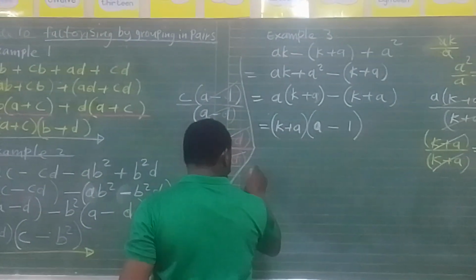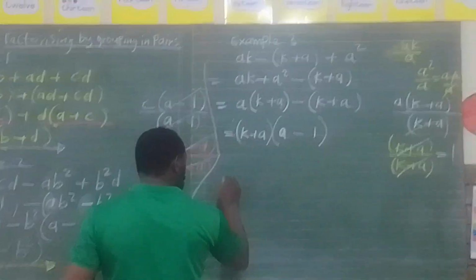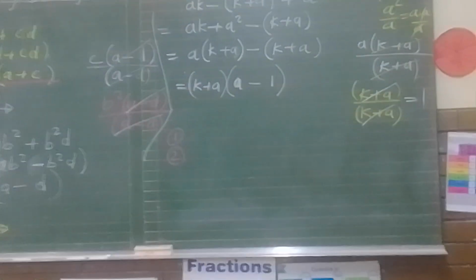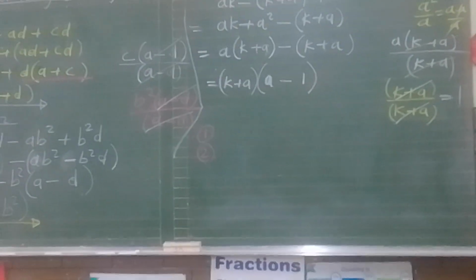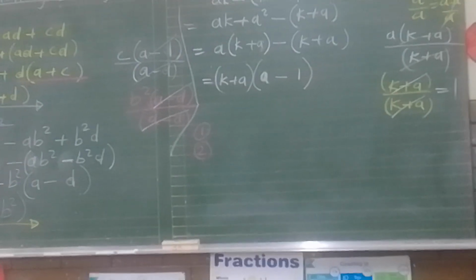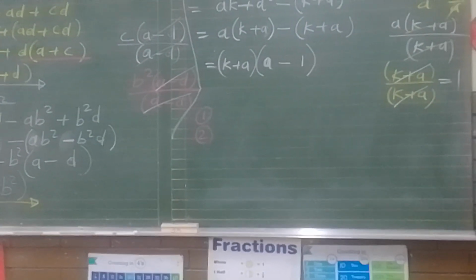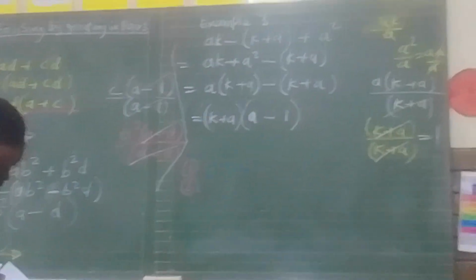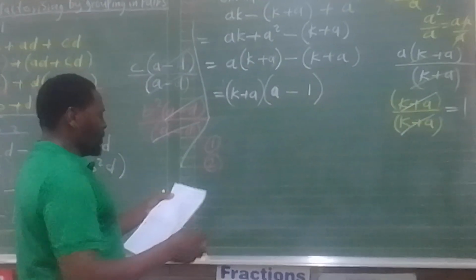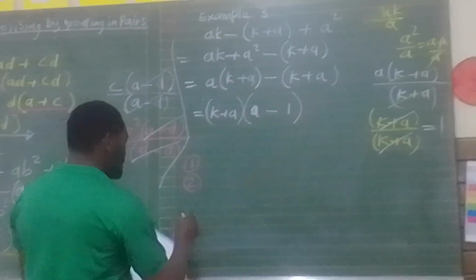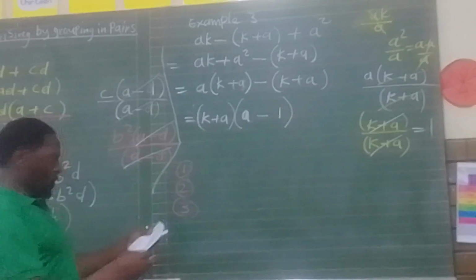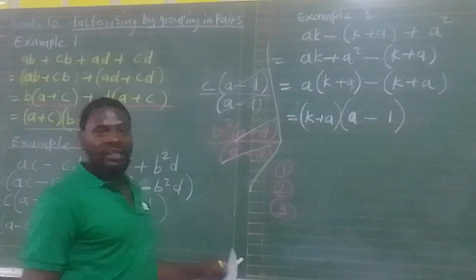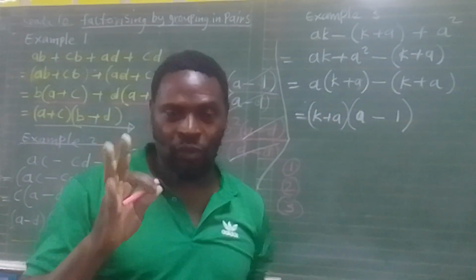Number 1, the multiplication of a binomial by a trinomial. Number 2, we have done a factorization by using the trinomial. Number 3, we have done factorizing by grouping in pairs. We have done 3 topics up to so far.